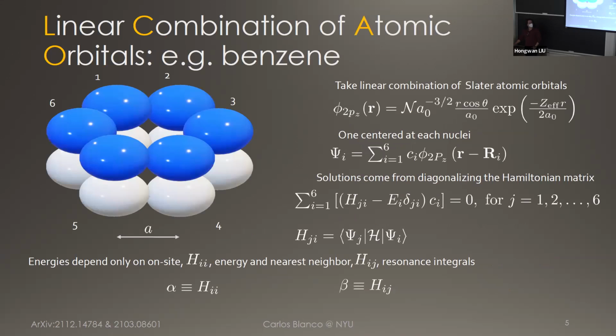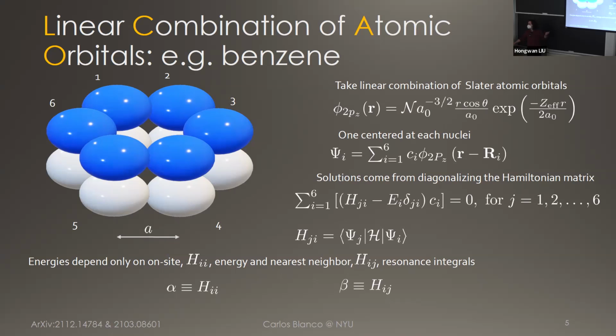So we begin with a very basic linear combination of atomic orbitals, where we say, okay, at each carbon in the ring that we're interested in, we're going to drop an atomic orbital, and we're going to let these things just have nearest neighbor interactions, and we diagonalize the Hamiltonian. That's very easy to do.